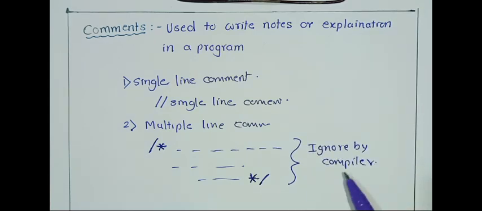The compiler will convert the high level language into machine level language. Only when it is converted from high level language to machine level language can the machine understand and execute the program. So if there is a comment, the compiler will ignore that statement and execute the further statements. Next we will see an example.